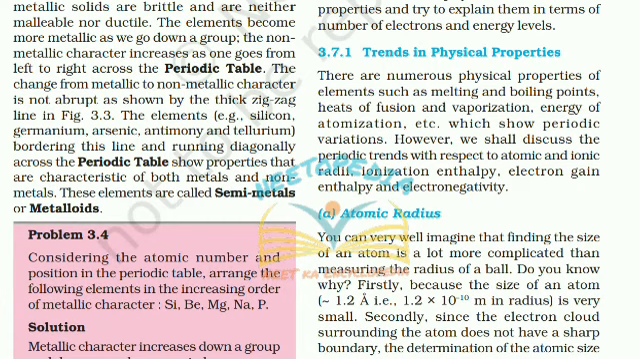The elements, for example, silicon, germanium, arsenic, antimony, and tellurium, bordering this line and running diagonally across the periodic table, show properties that are characteristic of both metals and non-metals. These elements are called semimetals or metalloids.